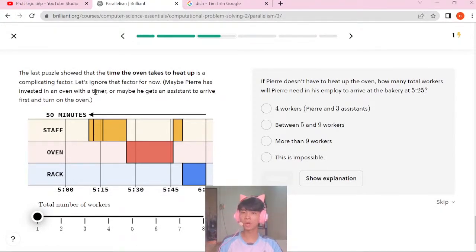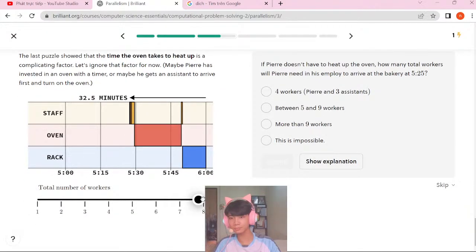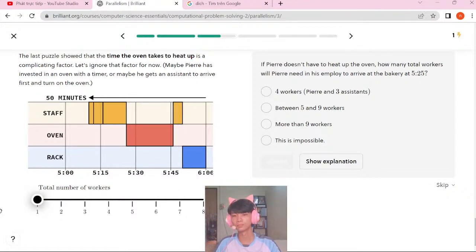The last person showed that the time the oven takes to heat up is a complicating factor. Let's ignore that factor for now. Maybe Pierre has invested in an oven with a timer, or maybe he gets an assistant to arrive first and turn on the oven. If Pierre doesn't have to heat up the oven, how many total?